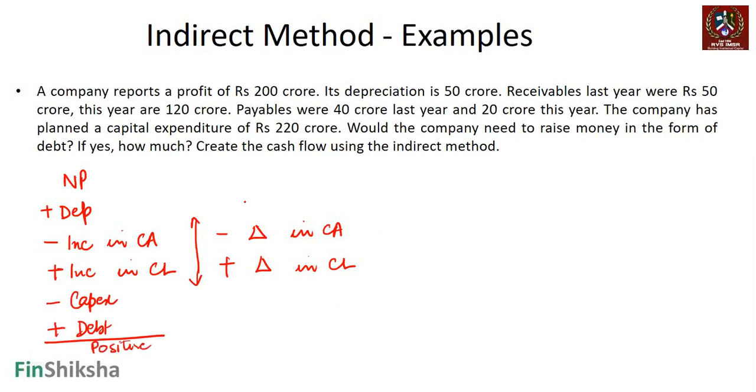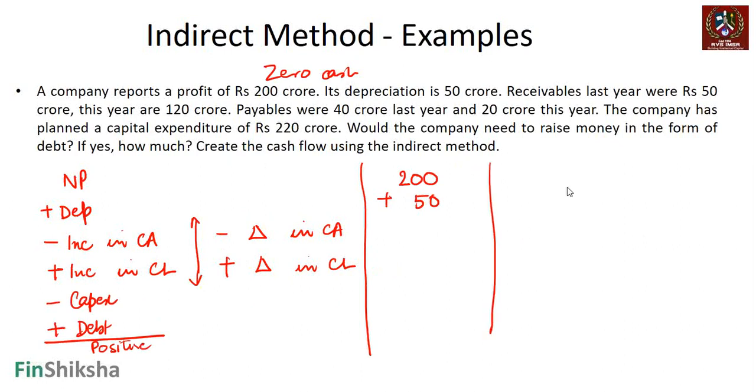We are assuming here that the company starts with zero cash, right? So now if we put in the numbers, we will see 200 coming here, correct? Then we will look at what the depreciation is and we will add that here. So we will add 50, which is the depreciation. What is the change in current assets? Let's work out the change in current assets.